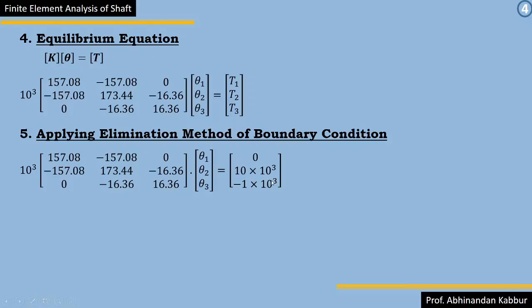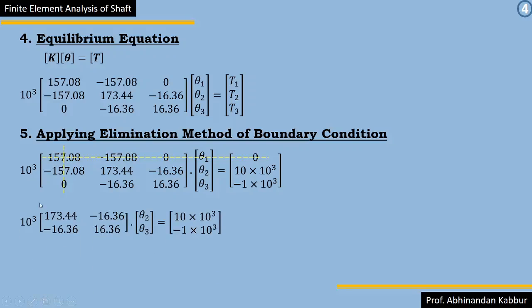Now I need to apply the boundary condition elimination. First, node number 1 is constrained, therefore I need to eliminate the first row and first column. By eliminating the first row and first column, I am left with these 4 values and the 2 values of theta 2 and theta 3. Then these are the 2 applied torques I have left out.